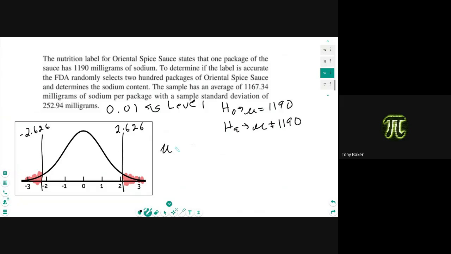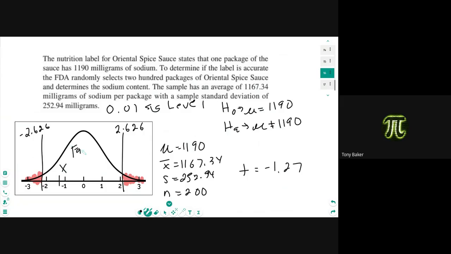So my mean is 1190. X bar was 1167.34. My standard deviation is 252.94. And my N was 200. So my T, when I did the calculation, comes out to be negative 1.27. So that is right in here. So we fail to reject.